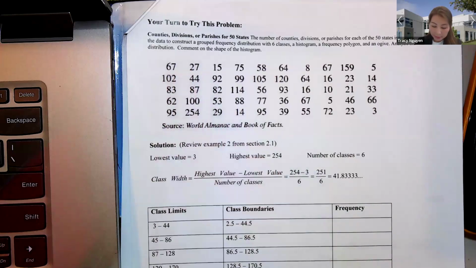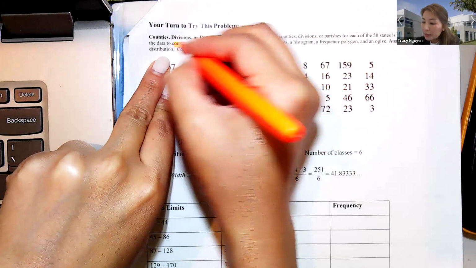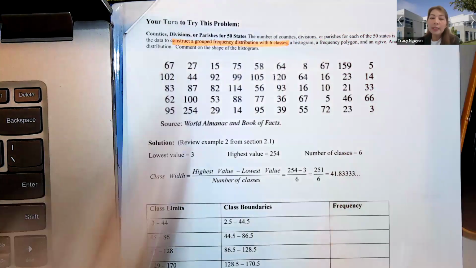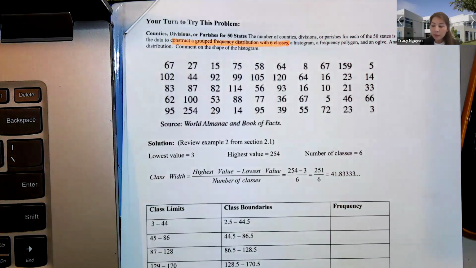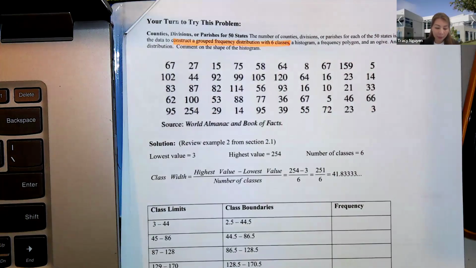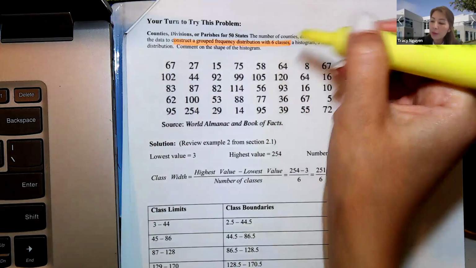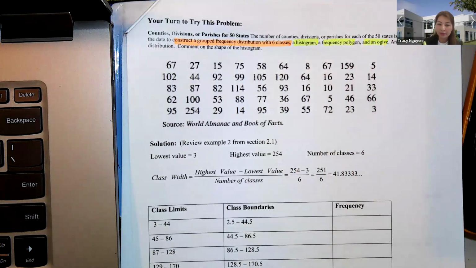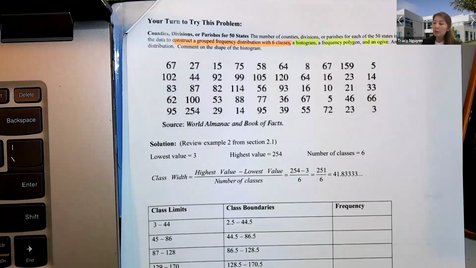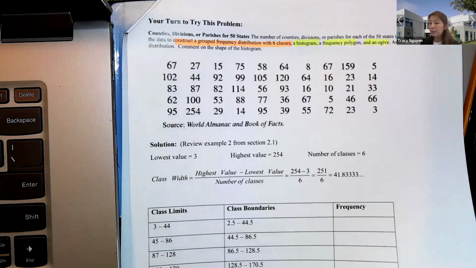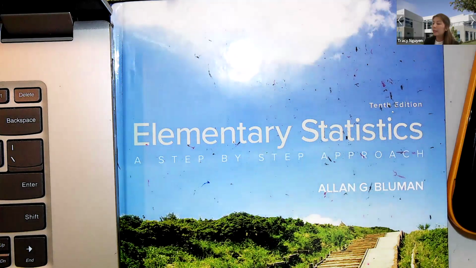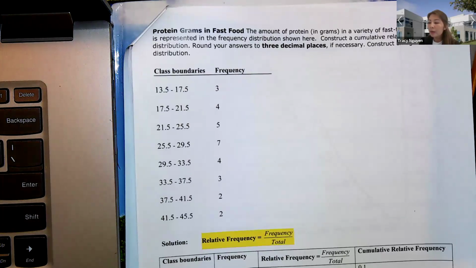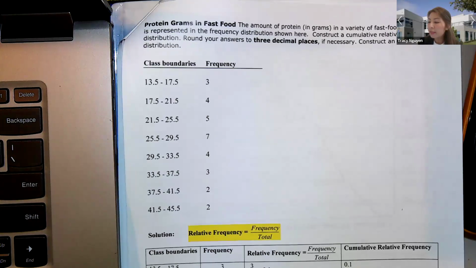We need to, first of all, construct a grouped frequency distribution using 6 classes. So we divide it up into 6 subgroups, all right? Once we have the table, then it's just like example 1 and example 2. We draw a histogram, a frequency polygon, and an ogive. Analyze the distribution, comment on the shape of the histogram. So just like what we did with example 1 and 2, I don't need to go over details on this one here.